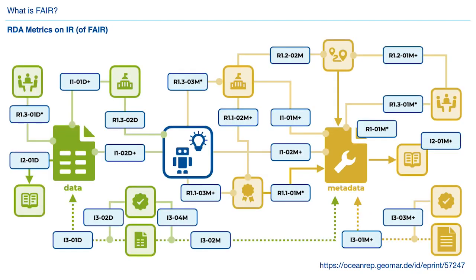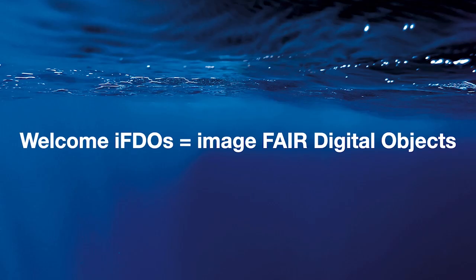And there's of course the other half, so the I and R of FAIR, and in there is one requirement that metadata has to comply with a community standard. And this was the challenge for marine images, simply because there was no suitable metadata standard for marine image data, which is why we invented what we called IFDOs. And IFDO means Image FAIR Digital Objects.